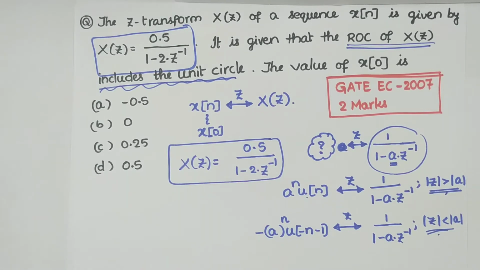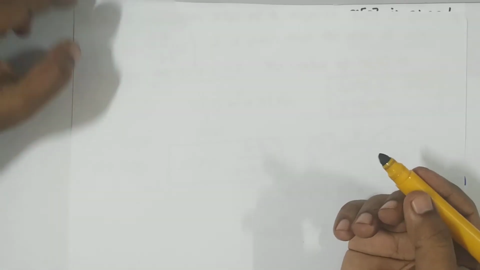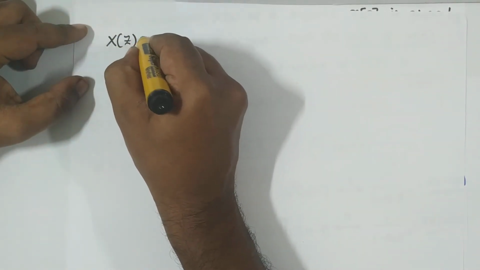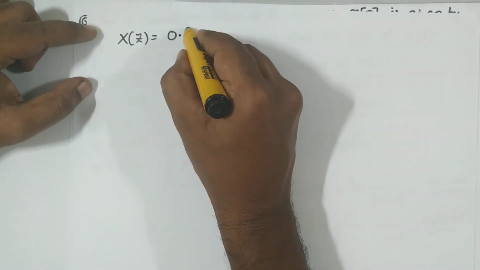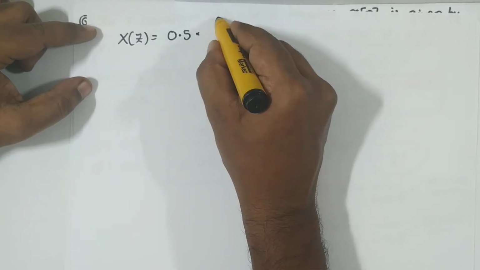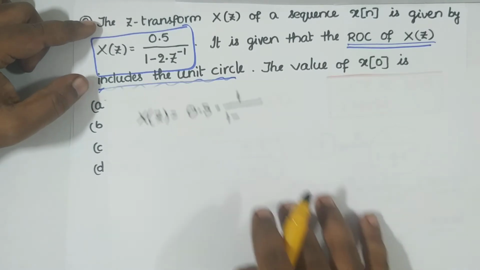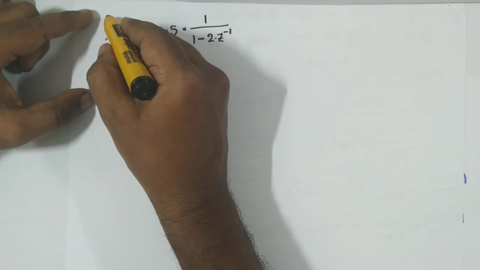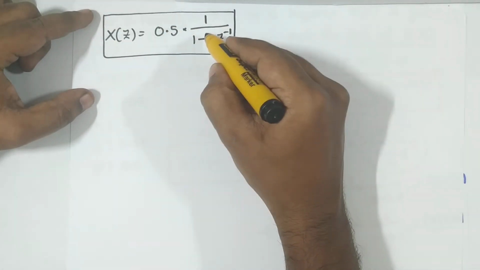Let me take another page. So we have X of z like this. So what is given to us is 0.5 multiplied by 1 over 1 minus 2 multiplied by z power minus 1. Yeah, so in place of say a, you have 2.